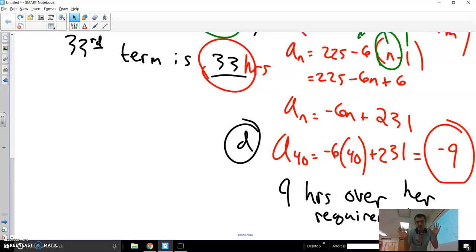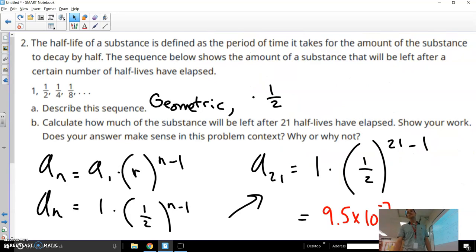She is good to stop if she wants to, because that negative means she has exceeded the requirement of the original 225. She's actually done 9 hours more. Okay? So those numbers are going down until you get to 0. Anything past that, you've exceeded the work requirement. So that was an arithmetic one.